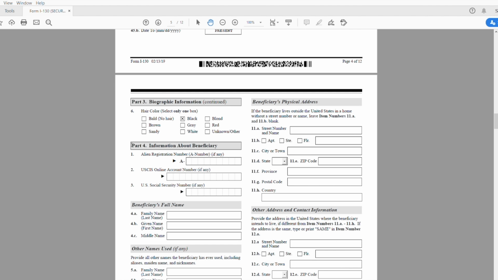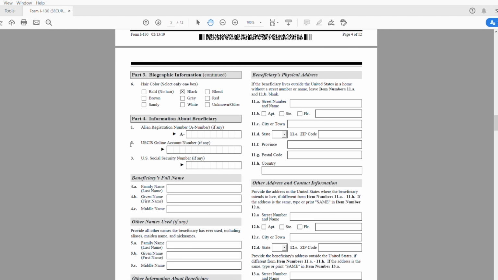Part 4, information about beneficiary. So from this point onwards, all of the information that you provide on this form will be about the foreign alien that you are applying for. So in this case, Mr. Patel will fill the information out for his spouse.